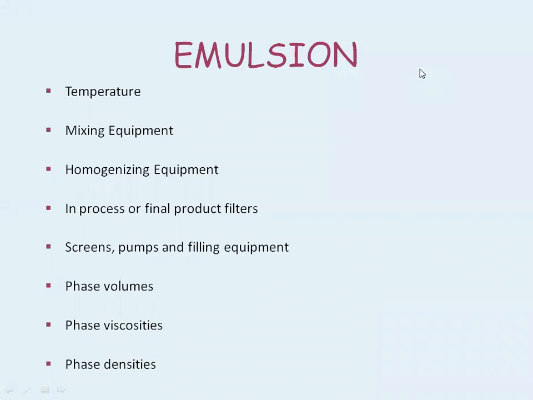Emulsion, and what steps we have to consider during the scale up. So number one is the temperature, second is the mixing equipment, then homogenizing equipment, then in-process or final product filters, then screen, pumps, filtering, then filling equipment, then phase volume, phase viscosities, phase densities. All these are related to the evaluation part.